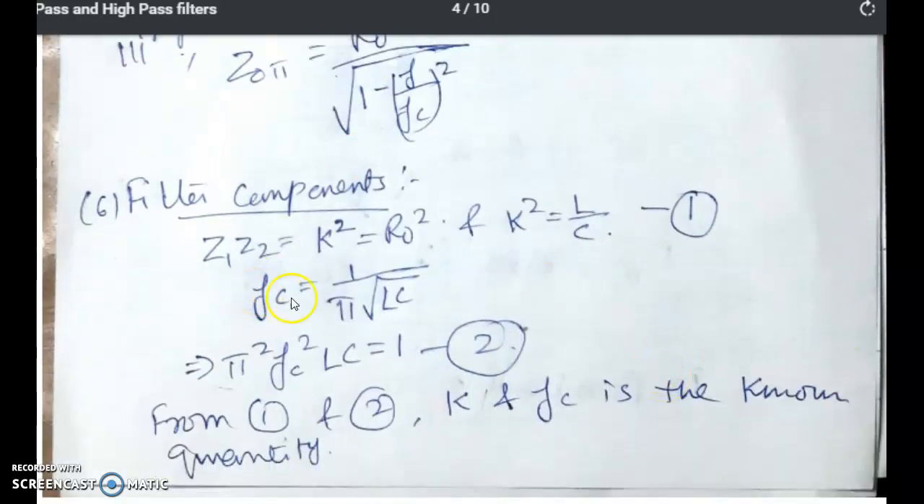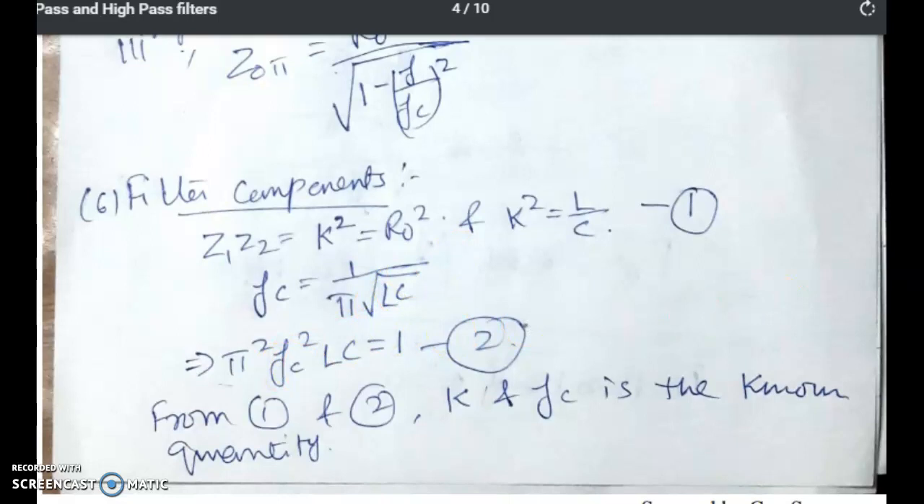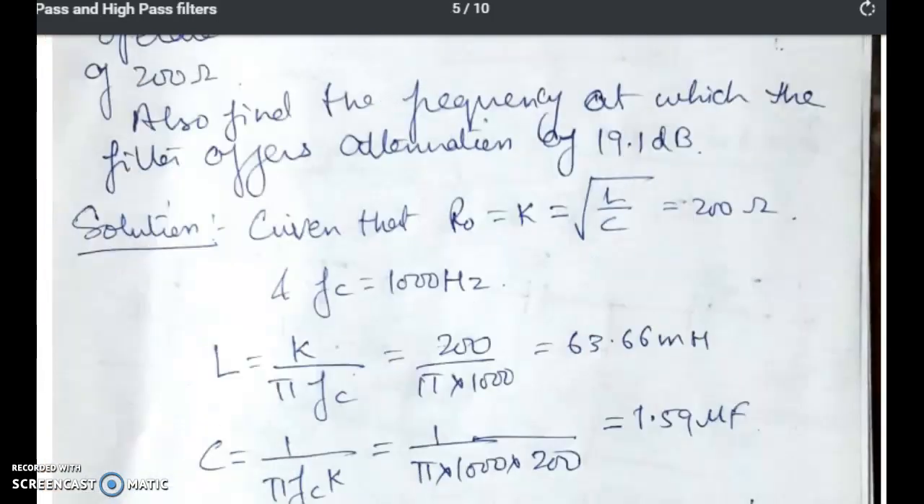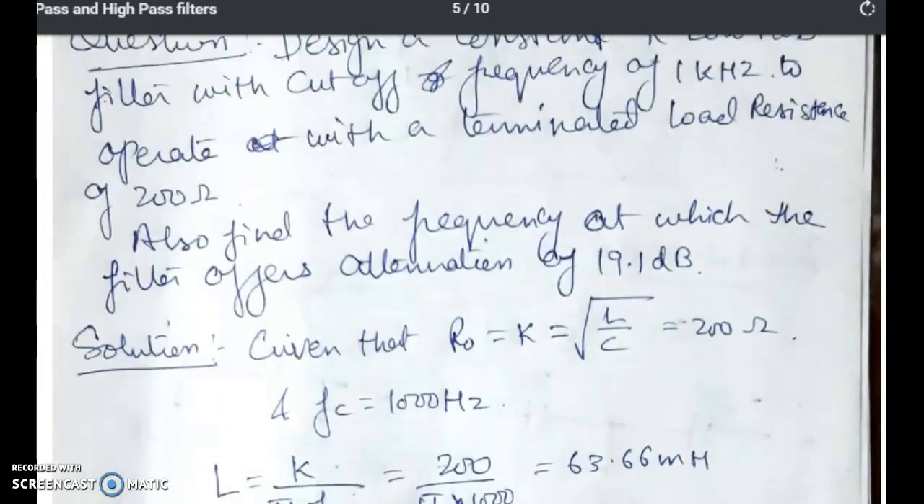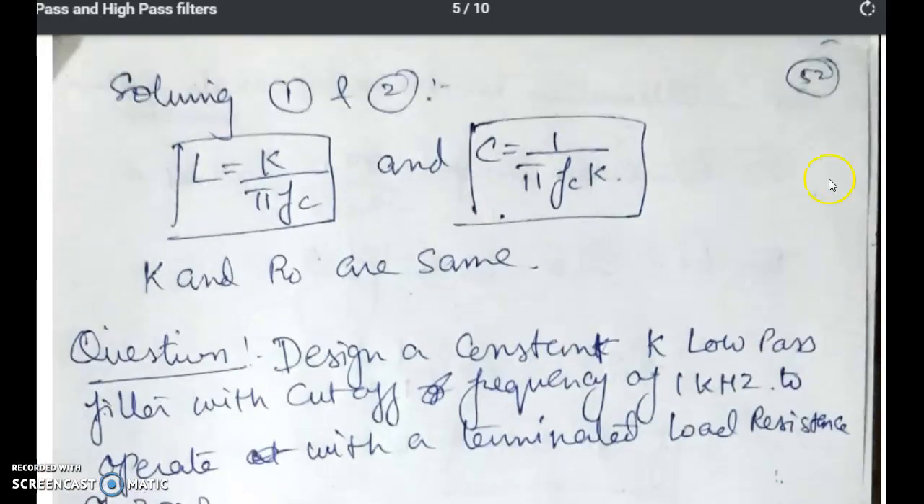Now, to find out the filter components, we use these two equations. First condition is Z1 Z2 is equal to K square, or K is equal to under root of L by C, and cutoff frequency Fc is equal to 1 upon pi under root LC. When we solve these two equations, we will get the values of L and C. So L is equal to K upon pi Fc and C is equal to 1 upon pi Fc K.